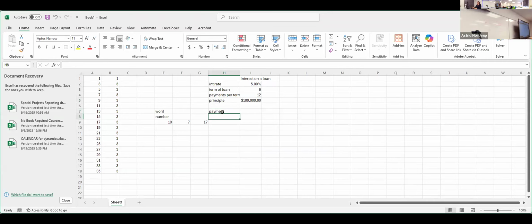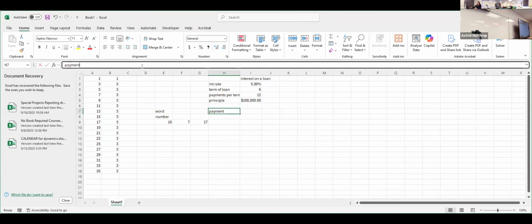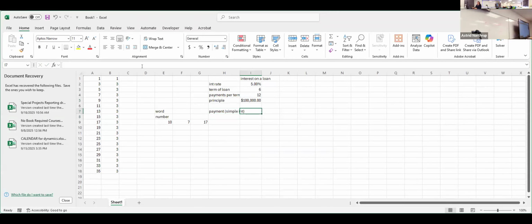Okay, and this is just simple interest. There is a formula for compound interest, which is how banks calculate it, but we're just gonna say simple interest. In order to find a payment based on simple interest, the formula is, I'll just write this out, not the payment, I'm sorry, the principal times the interest rate divided by the number of payments.